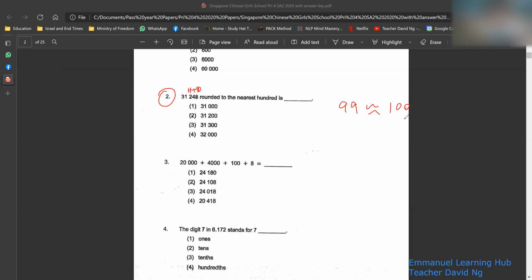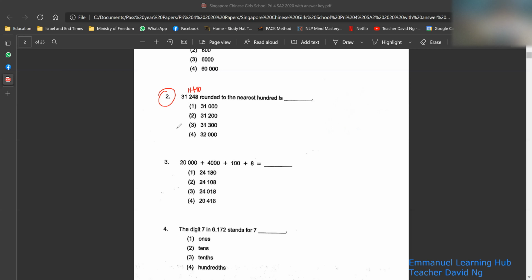Okay, 99 rounded off to the nearest 100. How do you conclude that you round off to the nearest 100? Because of the 100. Okay, because you look at the tens place. 9, you round off to 10. So in this case, for the nearest 100, you look at the tens place. Which number are you looking at?